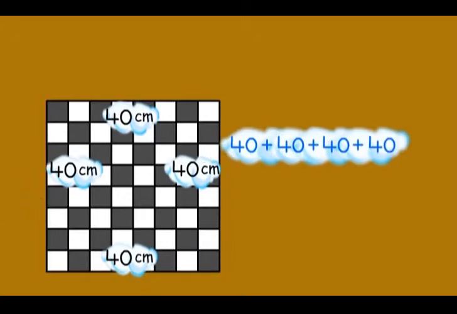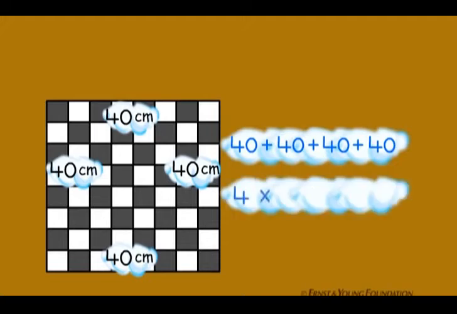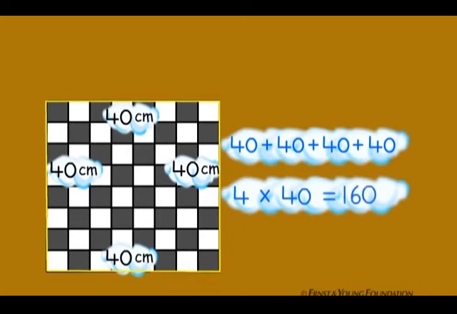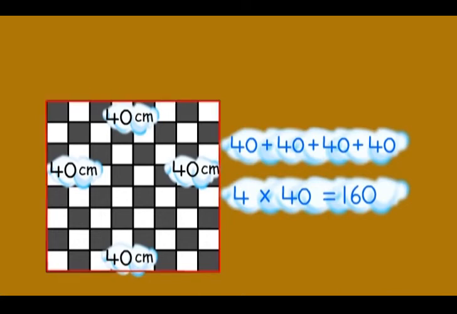That's right, Chick. But we can also do 4 times 40, which is 4 into 40 is equal to 160. So, the length of the boundary of this chessboard is 160 centimeters.